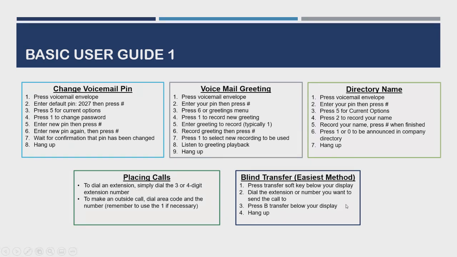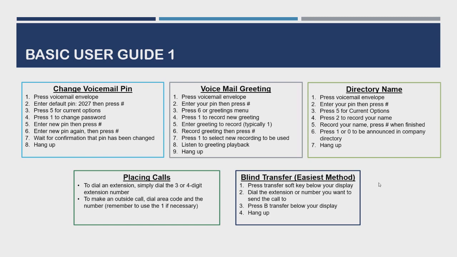Now, the rest of the steps in this training document are going to include items that you would perform if you're on a connected call. The first one is a transfer. So you answer the phone, they ask for somebody else. Now you're going to transfer the call to them. So this is called a blind transfer and is considered the easiest method.